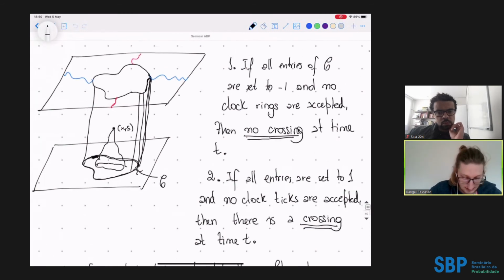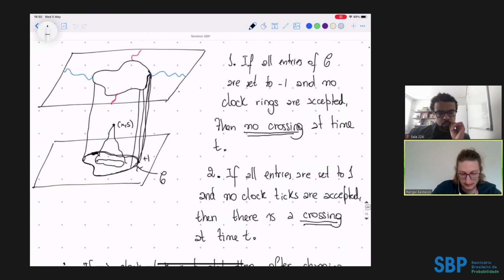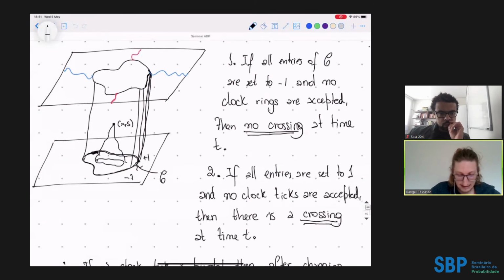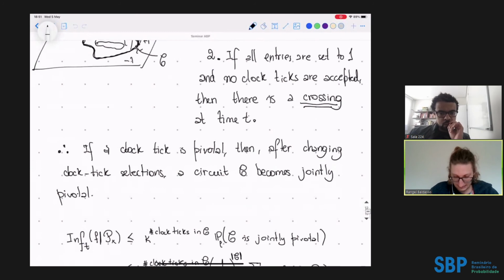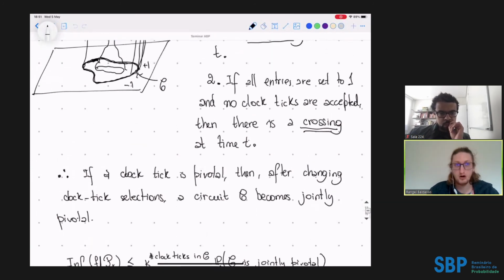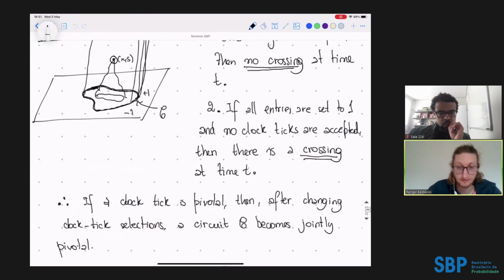And then it's not very hard to see that if you put all the opinions to +1, then you have a crossing at time t. And if you put all the opinions to -1, then no crossing at time t appears. So what this does is it changes pivotality of a clock tick to pivotality of some random circuit around the origin. And you can estimate the size of the circuit because we know how large the cone of light of a vertex is.